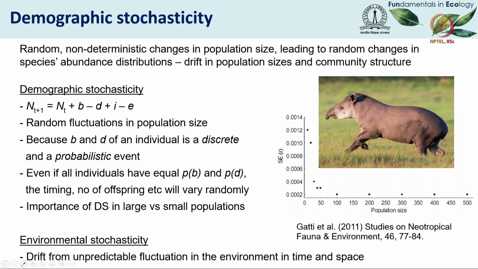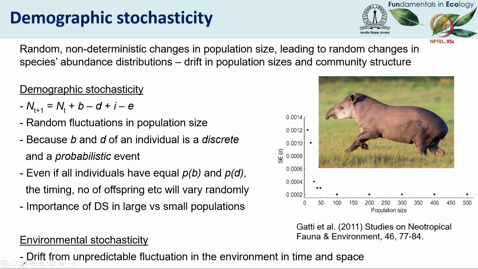If the individual is born, it adds one unit to the population. If the individual is not born, it does not add a unit to the population. But there is a probability by which that individual could be born or not. So all of these events, birth, death, immigration, emigration, are discrete events, but they're all governed by probabilities. And so even if all individuals have equal probability of birth and probability of death, the timing of reproduction, the number of offspring, etc., a lot of these things will vary in the population.